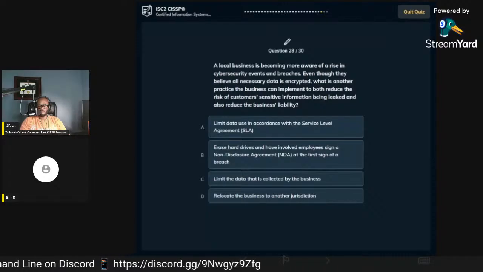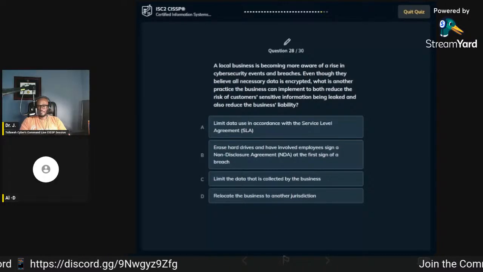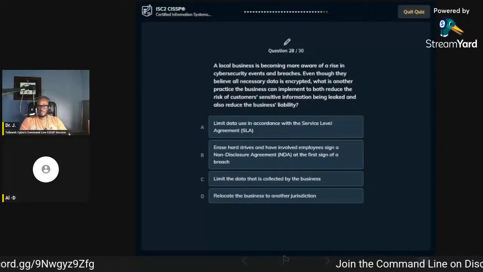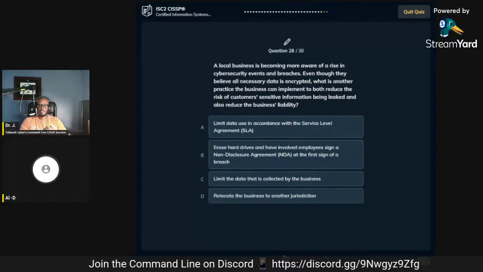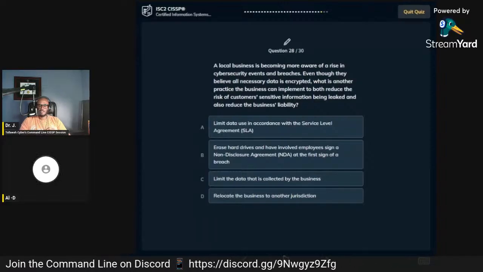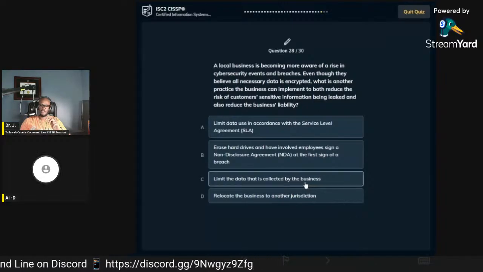The only thing is, I'm looking between Alpha and Charlie. It says limit data use. No, I think it's Charlie. Limit the data that's collected by the business.